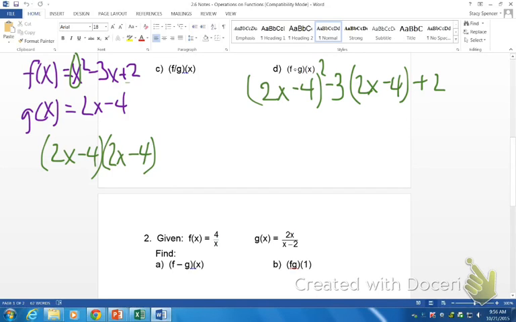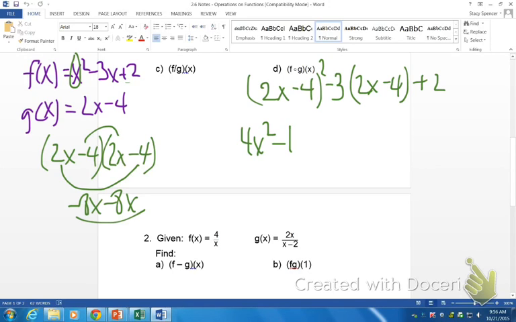So your 2x times 2x would be 4x squared. Your outer, 2x and negative 4, negative 8x. What's your inner? Also negative 8x. So combine those. That would be negative 16x. And your last, negative 4 and negative 4, positive 16.